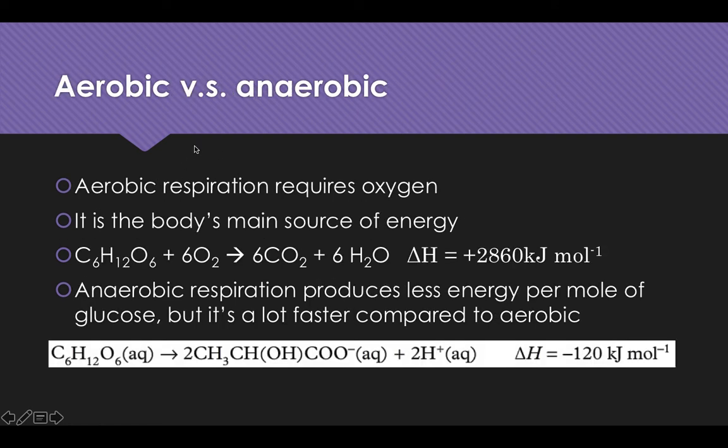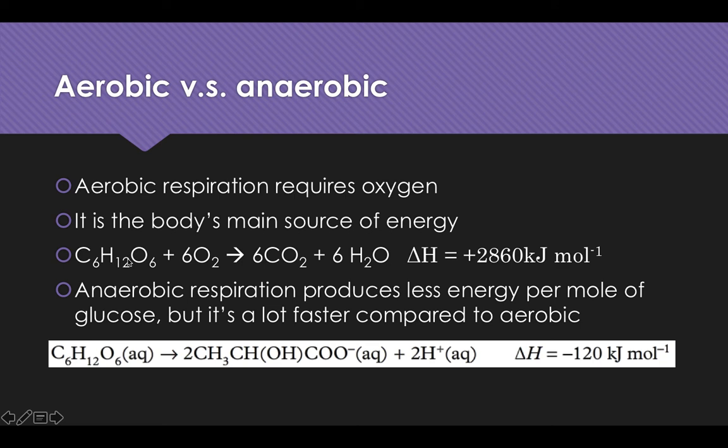There are two ways our body can utilize glucose. We can utilize glucose through aerobic respiration, which requires oxygen. It is the body's main source of energy. It's basically glucose plus oxygen becoming carbon dioxide and water. And I trust you are able, as a chemistry student, to balance this equation by yourself. You can see that it gives out about 2,860 kilojoules per mole of glucose consumed.